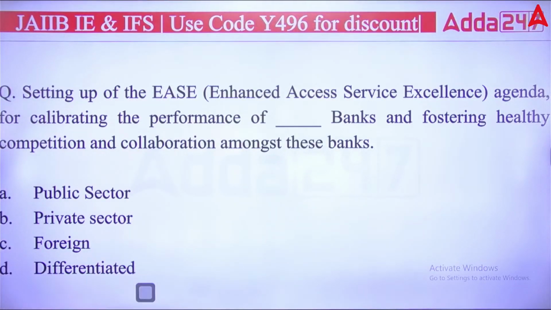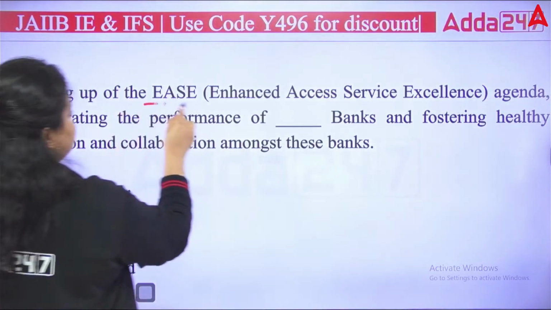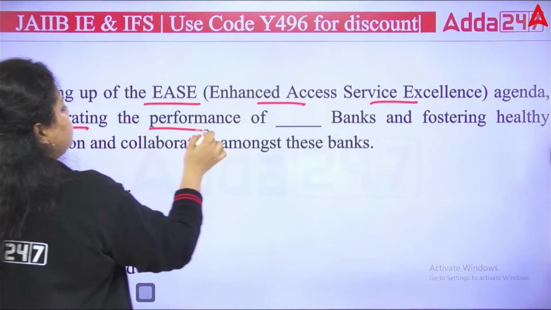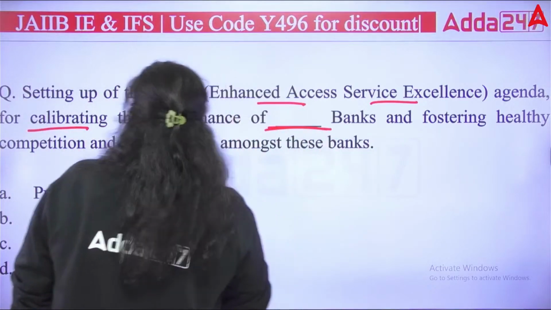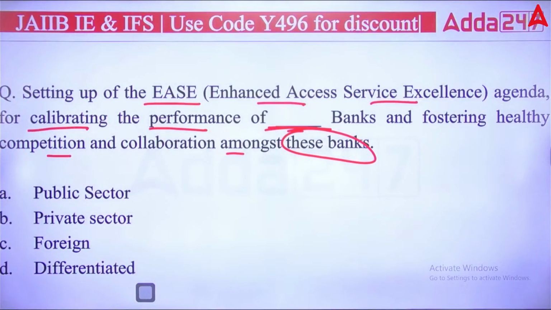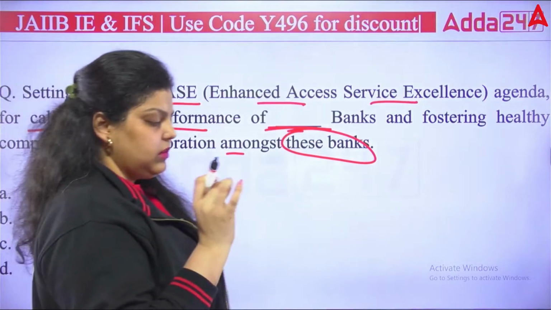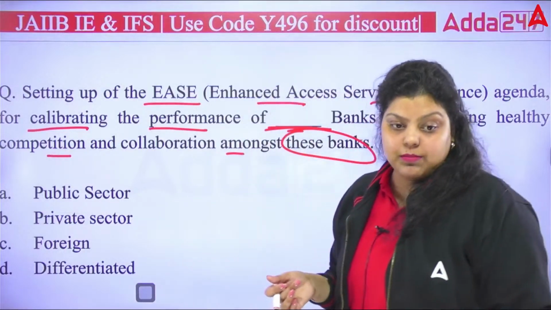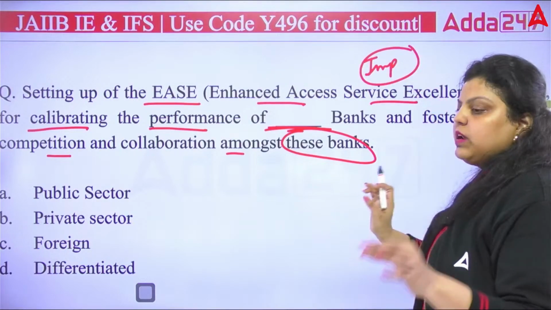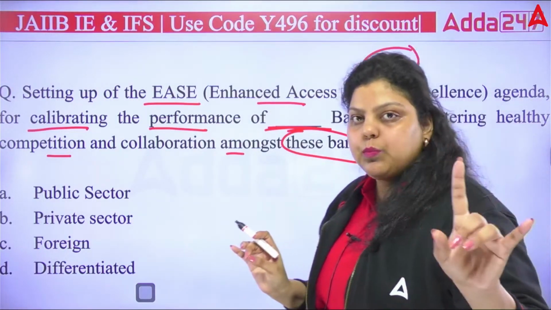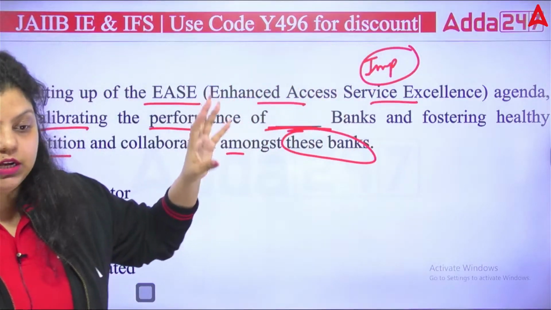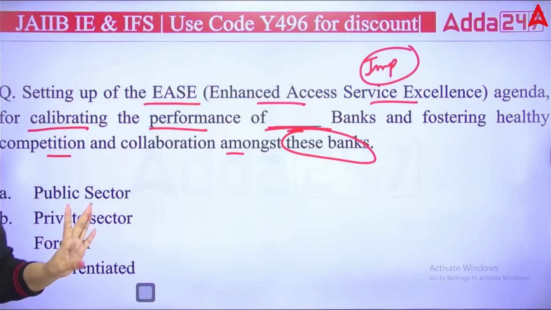Next question we have, that setting up of EASE. What is EASE? Enhanced Access and Service Excellence Agenda for calibrating the performance of dash banks and fostering healthy competition and collaboration among these banks. So EASE is a very famous reform, we can say, that has been introduced in the banks, and it is very important for your paper. Definitely one of the reforms will be asked. EASE 1.0, 2.0, 3.0, 4.0, 5.0. These 5 reforms have been given in your syllabus, and definitely one reform will be asked.